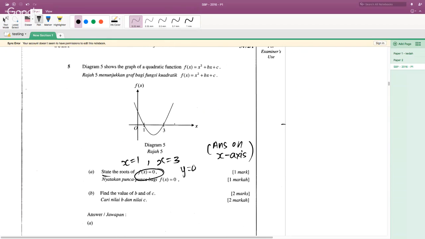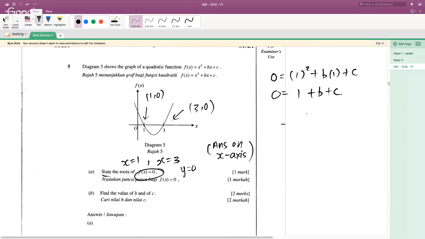Since this curve is passing through these two coordinates, this is (1, 0) and the other one will be (3, 0). Then we can just substitute into the equation. Where x is 1, f(x) is 0. That means 0 equals 1 squared plus b times 1 plus c. So I get 0 equals 1 plus b plus c.